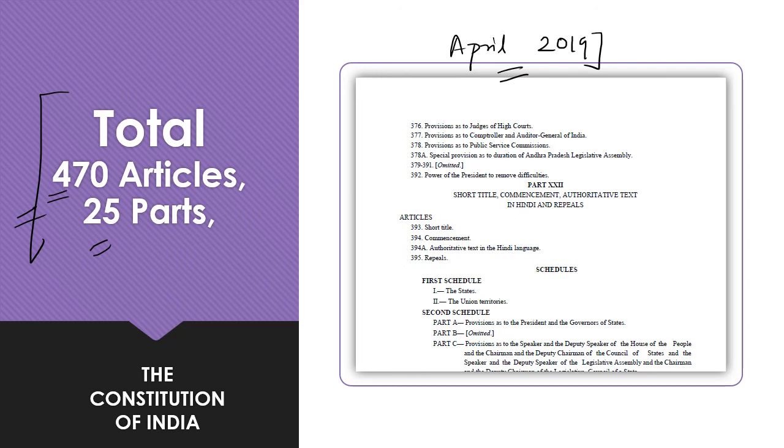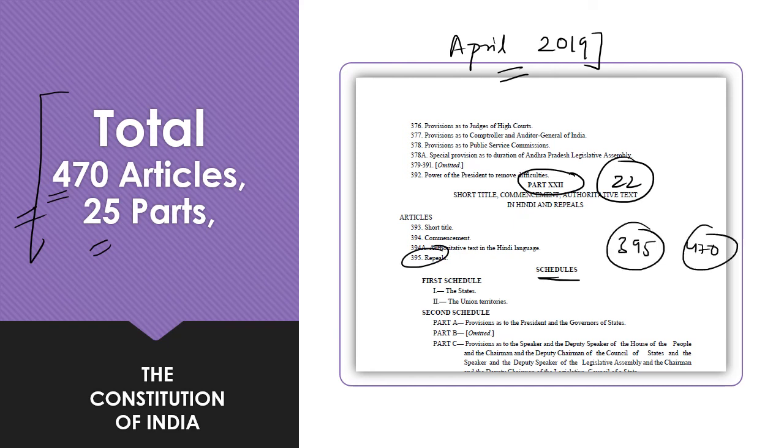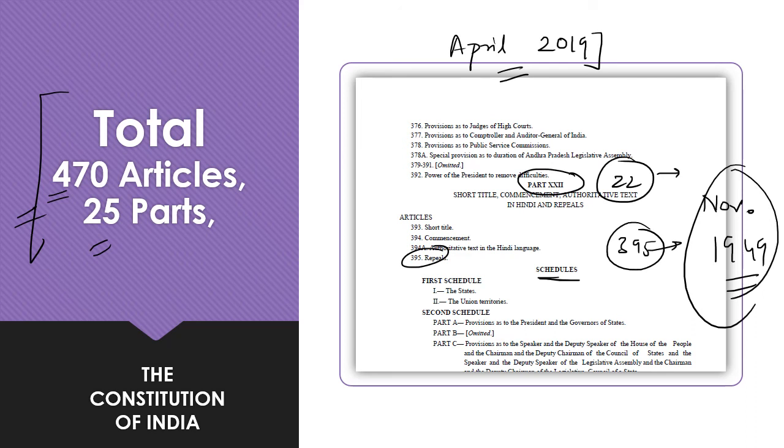However, there is something that I want you to see. The last part before the schedules begin is part 22. The last article is Article 395 and not Article 470. Likewise, this is not 25 parts. In fact, if you recollect, we had seen 22 parts and 395 articles in the original form of the Constitution as of November 1949. So now my question to you is, how do you resolve this?